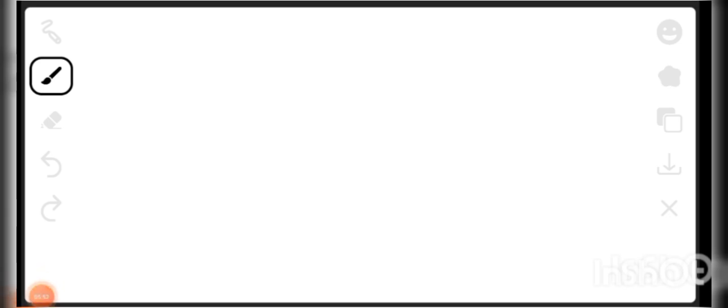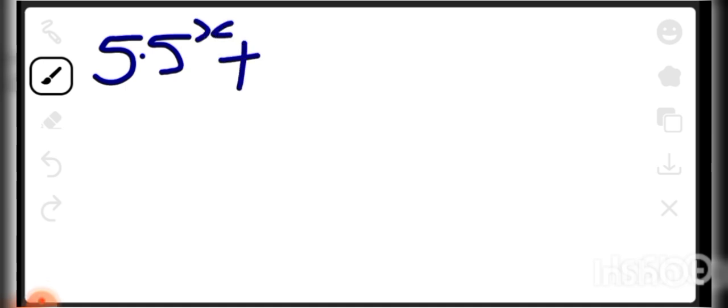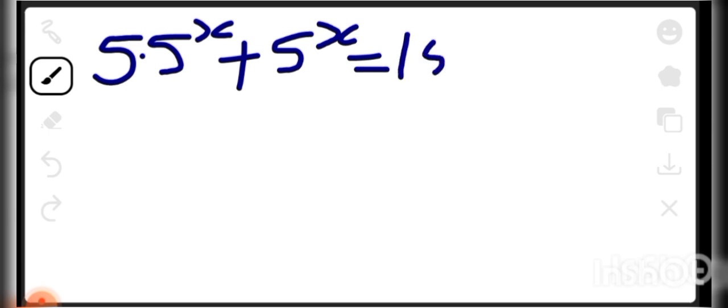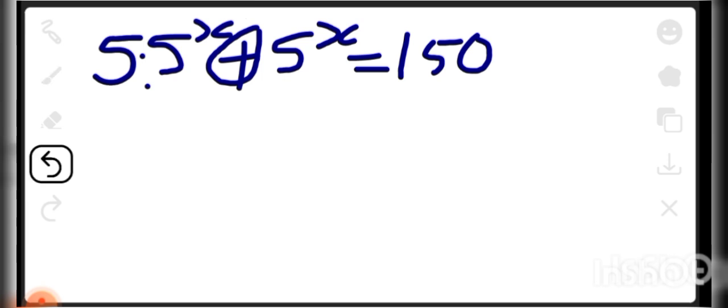So the next question is, if we have 5.5x plus 5 raised to power x is equal to 150, what will be x? Now in this case, we have an operation sign between two indices, not located in their powers, but between their bases. So if you want to solve something like this, we use the substitution method.